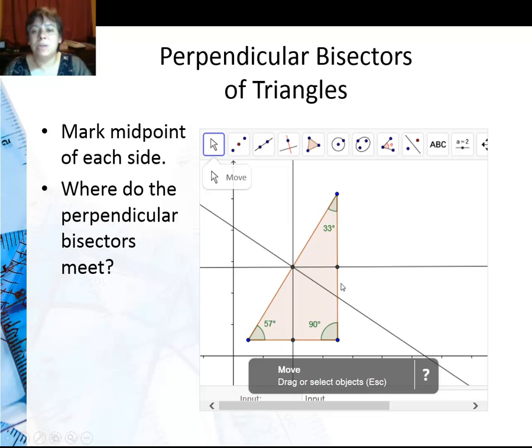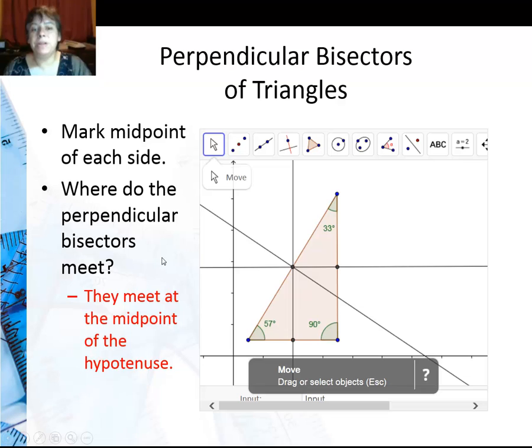This length here is the same as this length right here and this top one. So I have two congruent triangles, which means that these two lengths will be the same and they meet at the midpoint. Well, that's pretty cool. So the perpendicular bisectors for a right triangle are going to meet at the midpoint of the hypotenuse. But what if the triangle were acute?